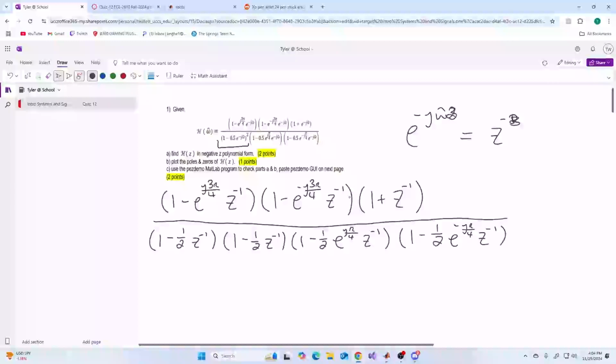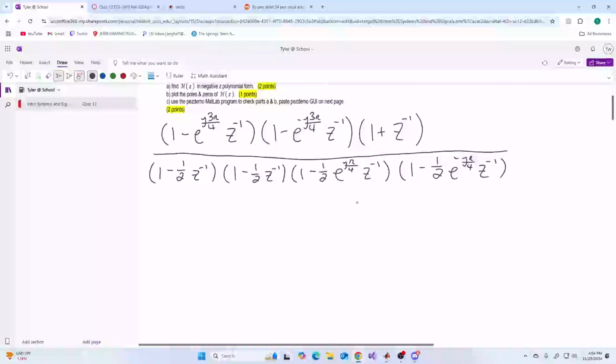Now we can start distributing. I'm going to distribute the top one first. Let me just mark off, I'm going to distribute for these two to FOIL. So we go back. First thing I'm going to do, distribute the 1 into there and into there.